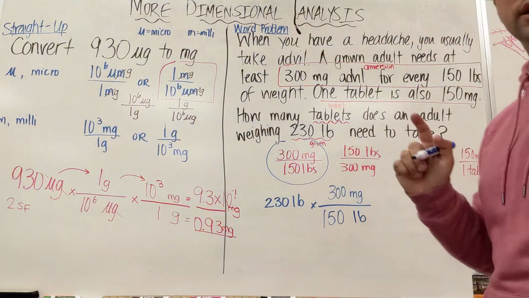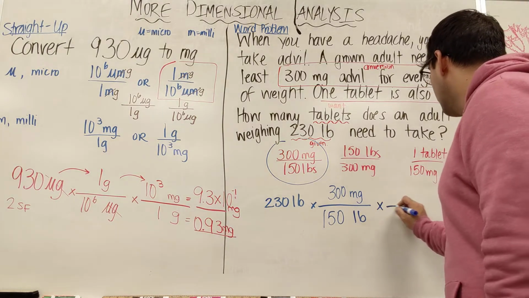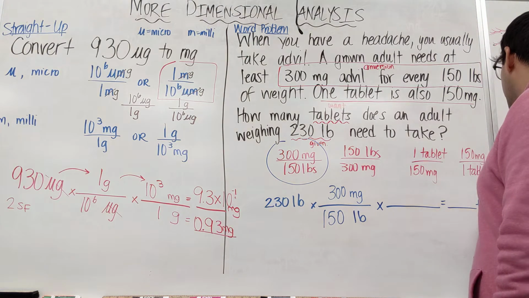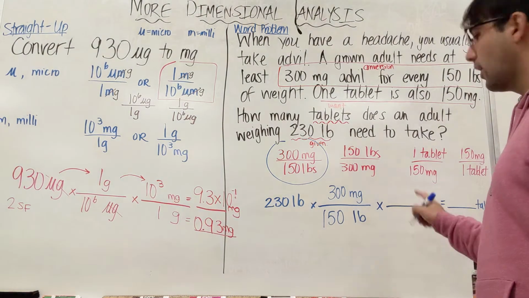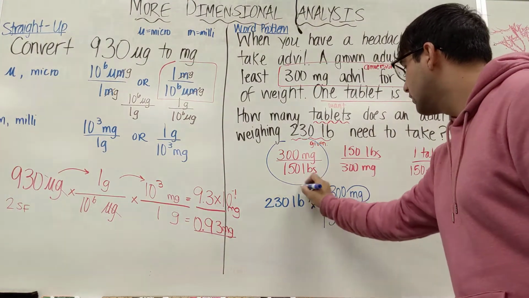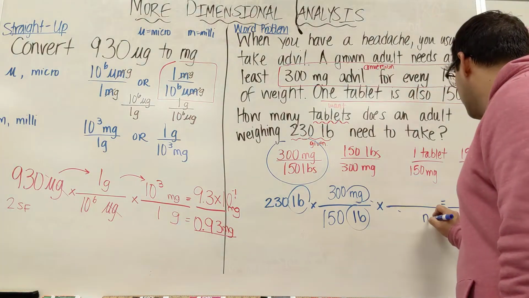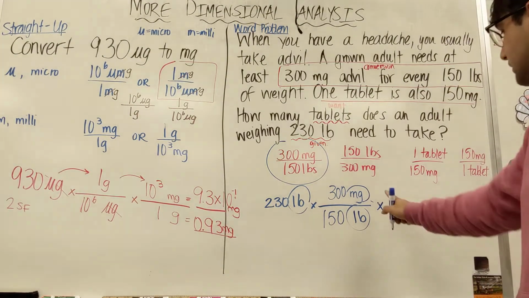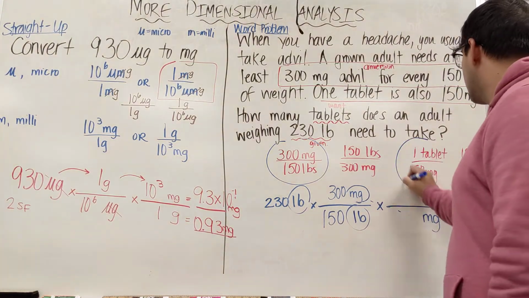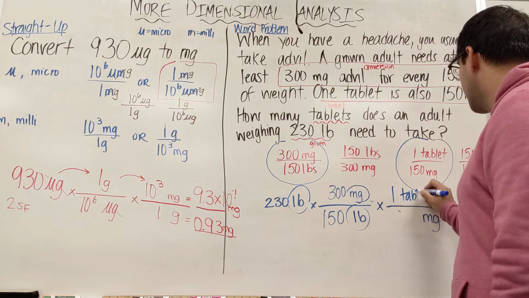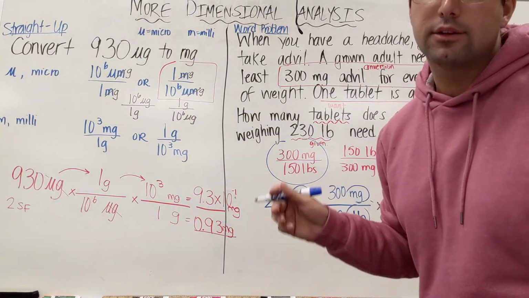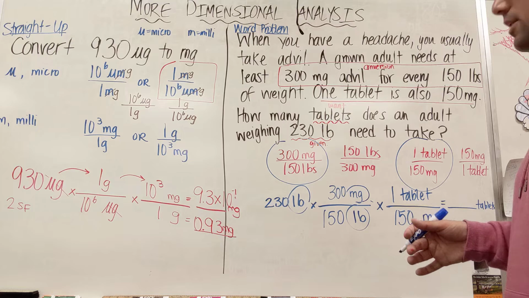But the question asks about tablets. So now I need a conversion factor that's going to help me end up with tablets. Remember, the unit that we have on top needs to be in the bottom. So I have milligrams on top, which goes in the bottom, and I want tablets. The one that I'm going to use is 1 tablet is 150 milligrams. Now I'm ready to start doing the calculations.